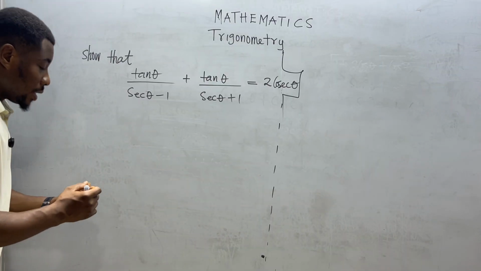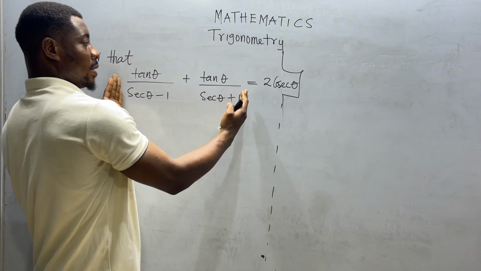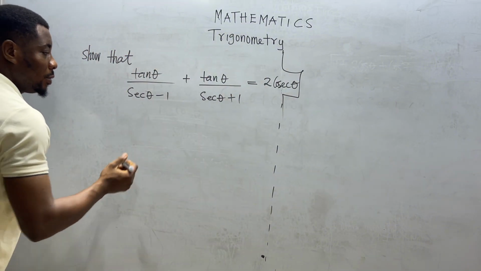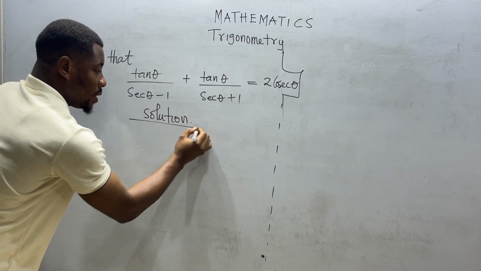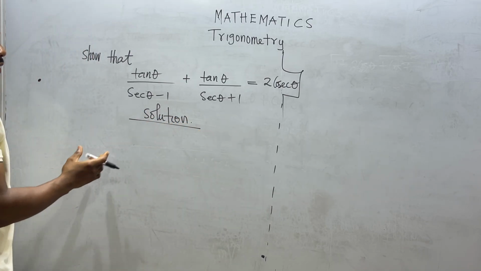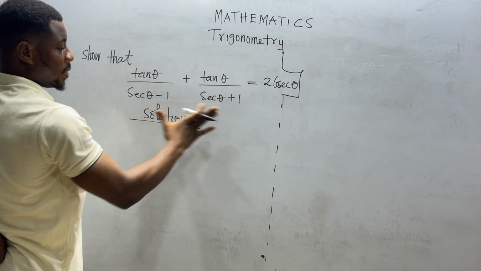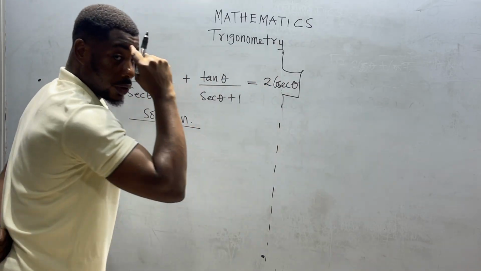Okay. This question says that we should show that this guy is equal to this guy. Now, how do we go about this? It is still a very simple technique. I want to see how I can, using trigonometric identities, prove that the left hand side is equal to the right hand side.